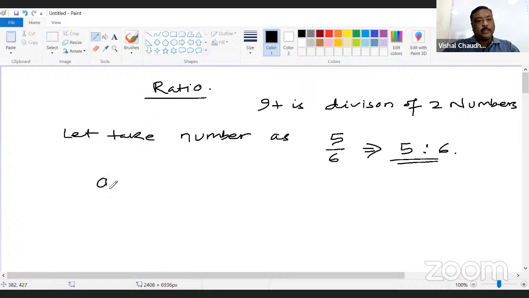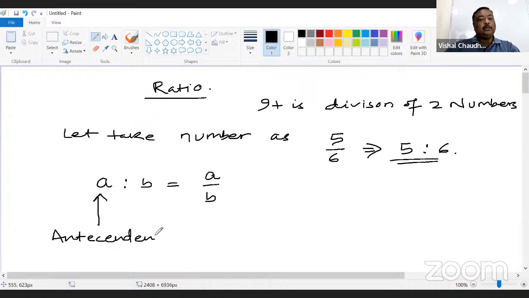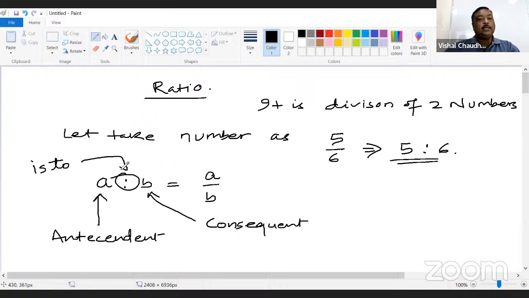So what is ratio? It is A divided by B. When it is written as A by B, when it is in ratio, this part of the term is known as antecedent, and this part of the term is known as consequent. Now, this sign is known as ratio sign, and this is known as is to.